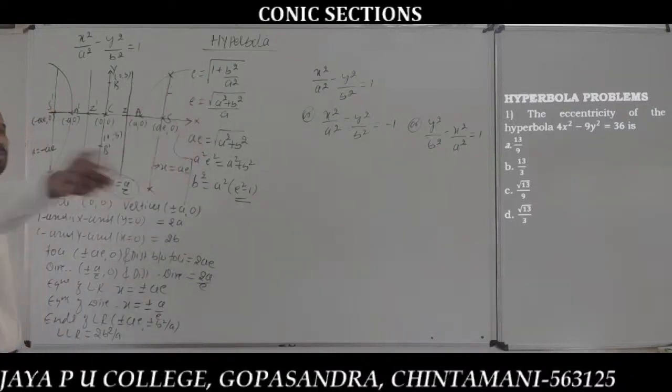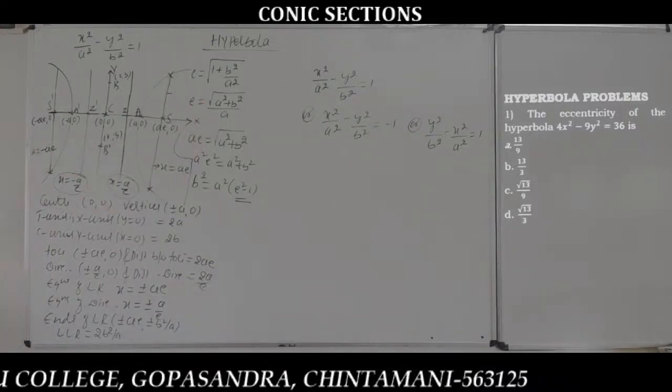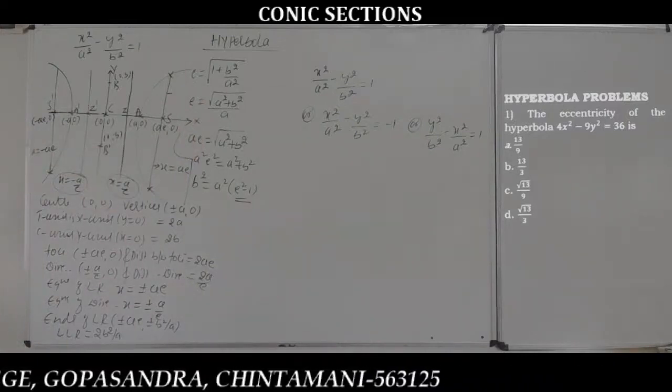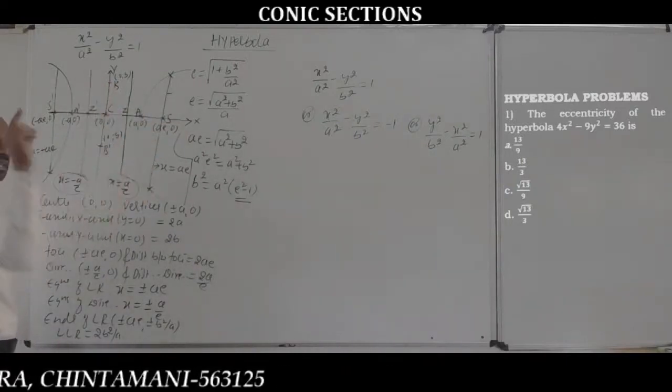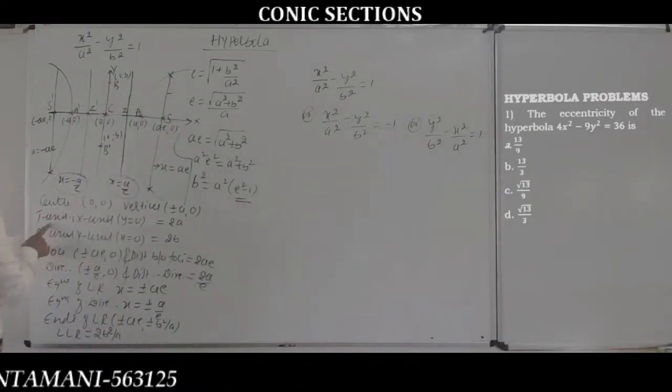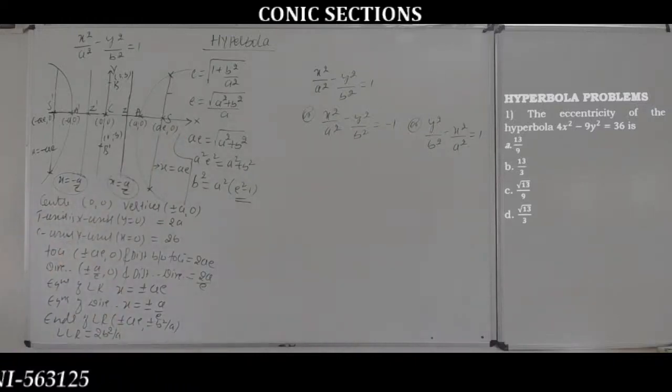In case of hyperbola eccentricity is greater than 1, in case of ellipse eccentricity is less than 1. And in case of ellipse x axis is the major axis, y axis is the minor axis. In case of hyperbola x axis is the transverse axis and y axis is the conjugate axis.